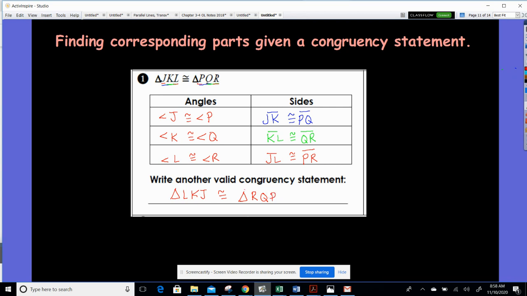Now, this is just one of the valid congruency statements. There are others. KLJ would be with QRP. QPR would go with KJL. So there's multiple ways that we could write congruency statements.